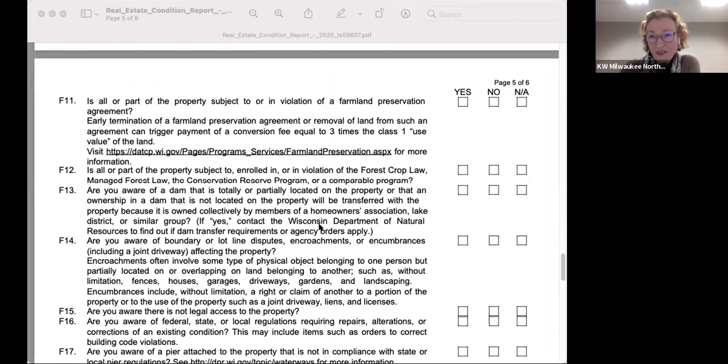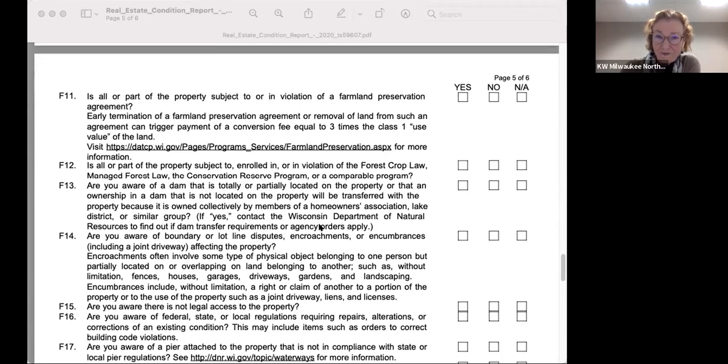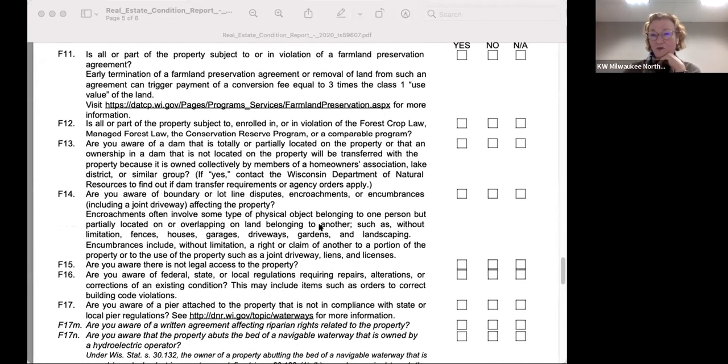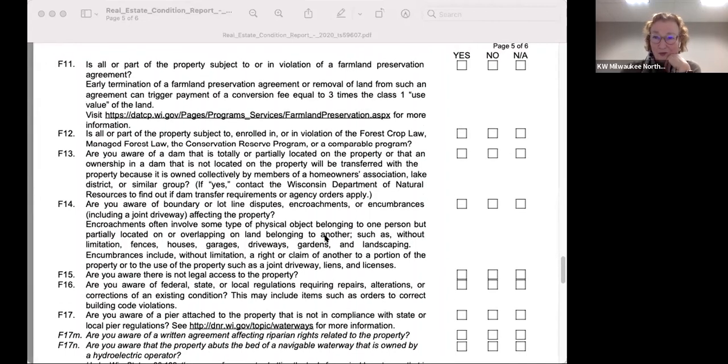And I'm sure Steph gets these calls, and I get these calls a lot, either from the buyer's agent or from the listing agent when these issues come up, hopefully before closing and not after closing.